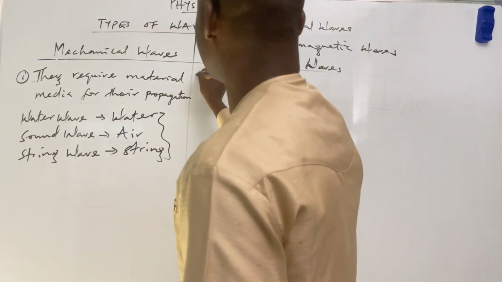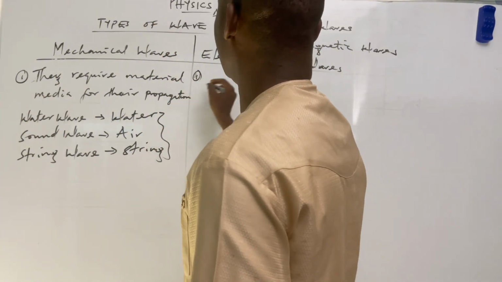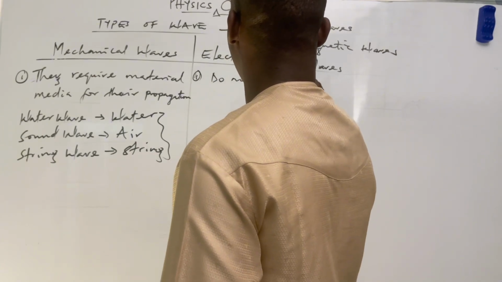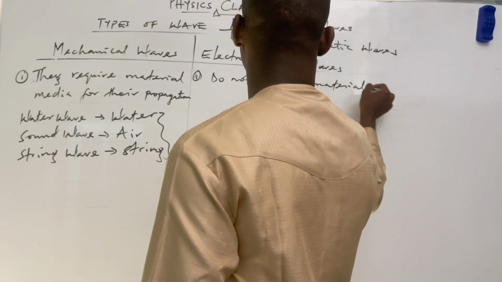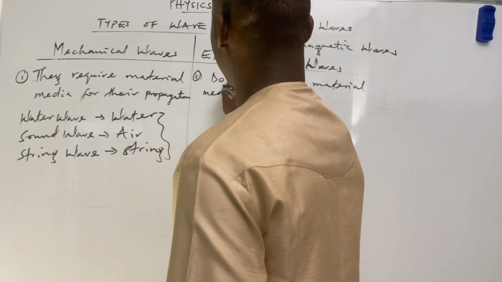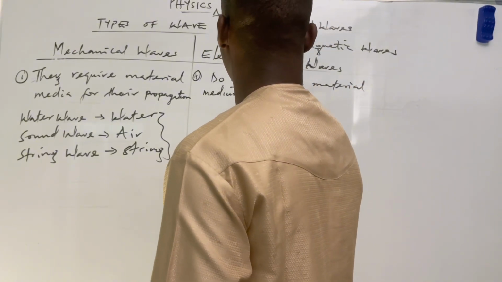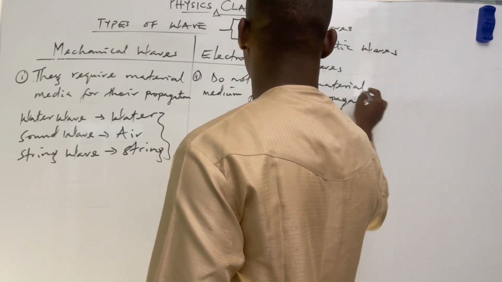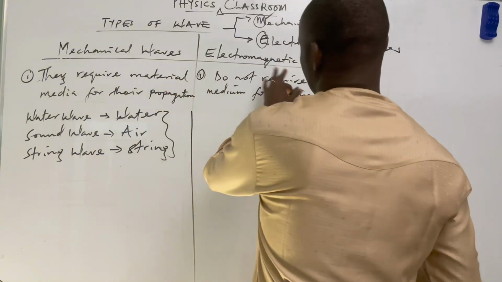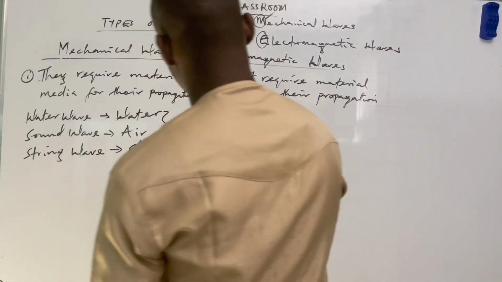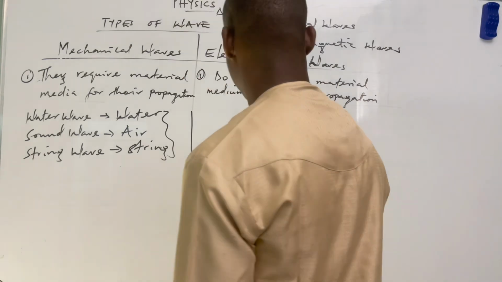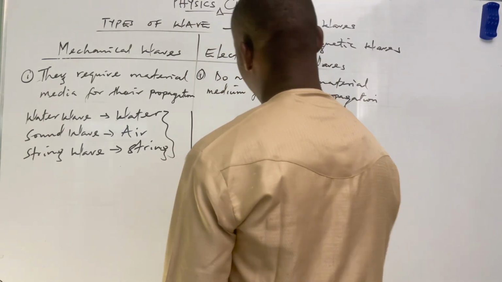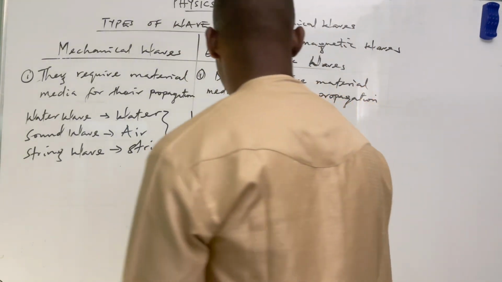On the other hand, electromagnetic waves do not require material medium for their propagation. Looking at the examples of electromagnetic wave, I use a particular code to further simplify everything. And it is GXUVIR, where each of all these letters are having their usual meaning.